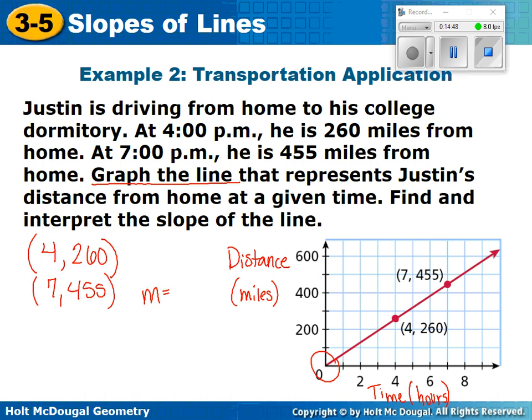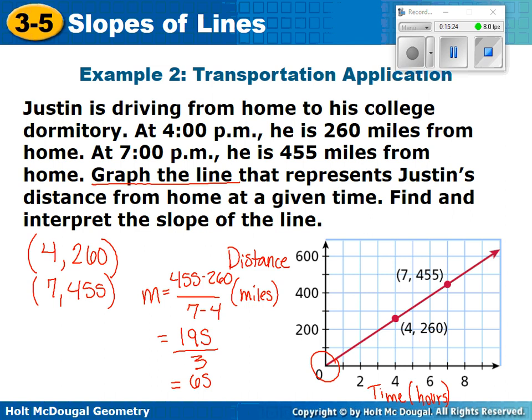Trying to count that would be very, very difficult. So we just want to use our coordinates and use our slope formula. So what would go on the top? Okay, so specifically in our ordered pairs, what would I put? Okay, 455 minus 260, what would go on the bottom? And then simplifying, help me out. What's 455 minus 260? Very good, 195. And 7 minus 4, 3.